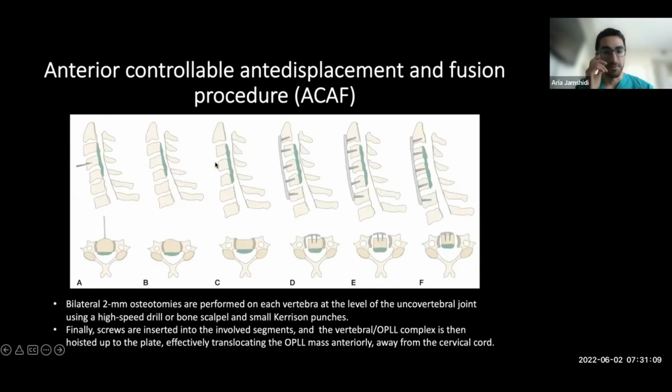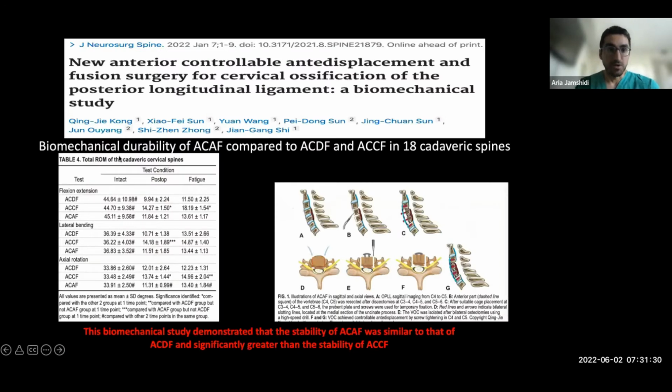This is just another step-by-step diagram showing the procedure itself. I don't want to belabor the point, but the whole goal essentially is to bring this whole ventral ossified mass up to the anterior cervical plate after you've done your decompression, taken down the PLL above and below, and done your osteotomy cuts.